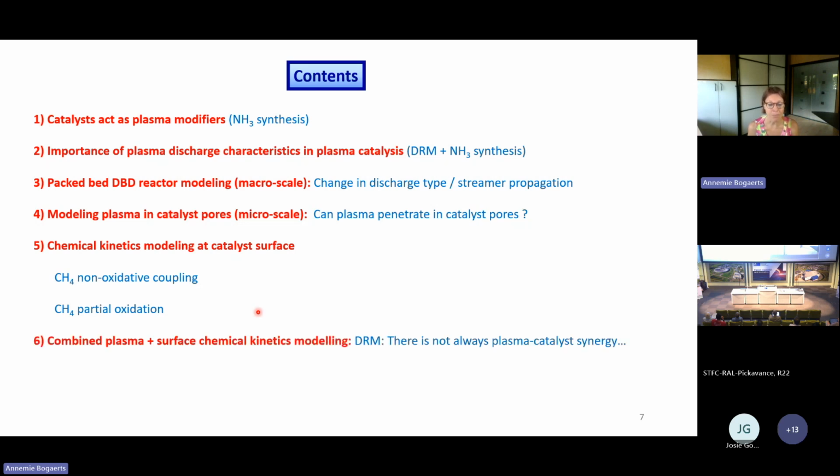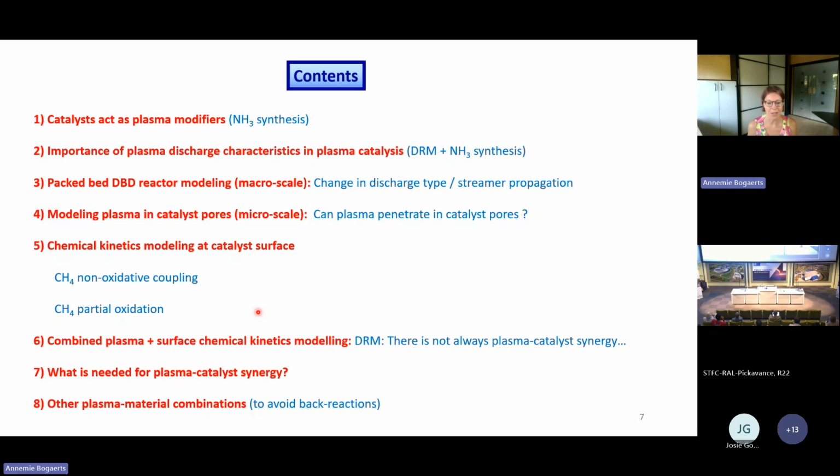And then I will show a combined plasma and surface chemical kinetics model to show that there's not always plasma catalyst synergy, and that we might need to think more critically about what is happening. Of course, I will also try to provide some solutions, what is needed for plasma catalyst synergy, and also discuss a bit on other plasma material combinations.